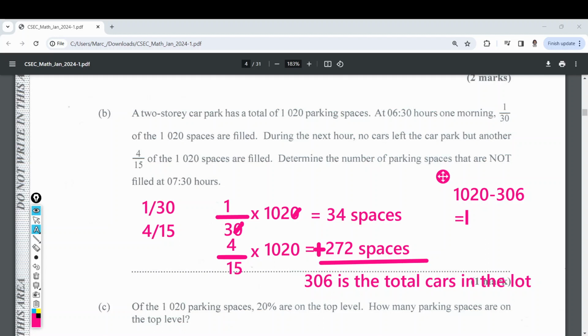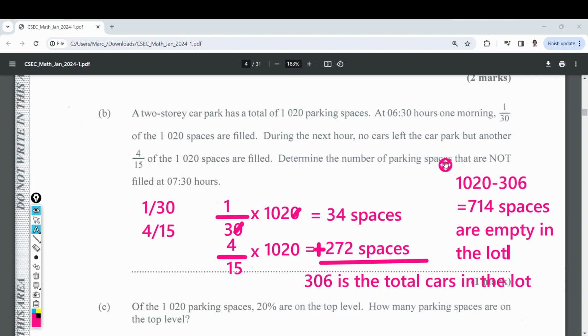Cool. So we're going to end up with 714 cars. 714 spaces empty in the lot. Yeah, so 714 spaces are empty in the lot. And this I would put as the answer, right? So I think we're okay here, guys.